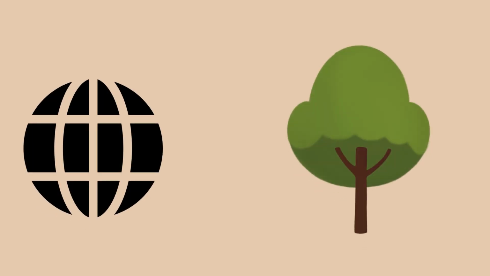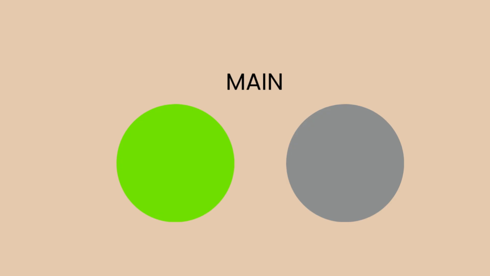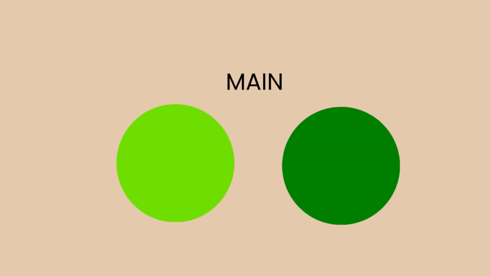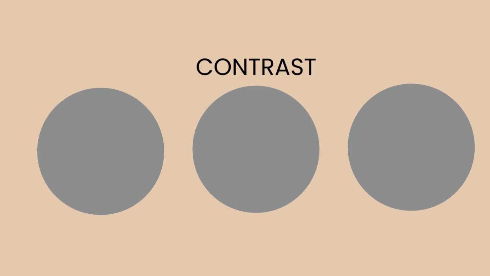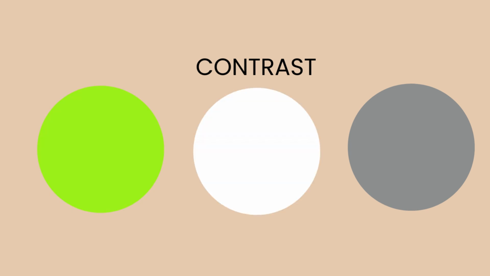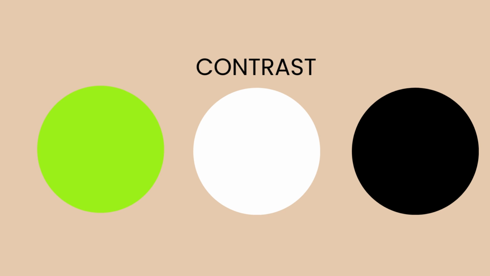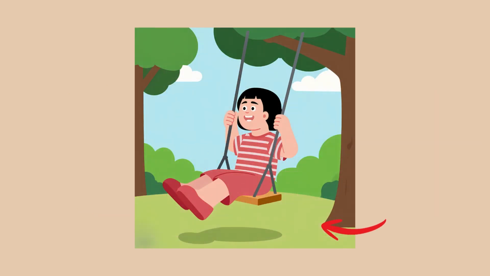So basically, if you want a website about nature, maybe the first one is a light green and the next one is a dark green. Then the contrast colors, the remaining 3, could be maybe a really light green, white, or black. Those are contrast colors. They're the thing in the background, not to be the main thing.